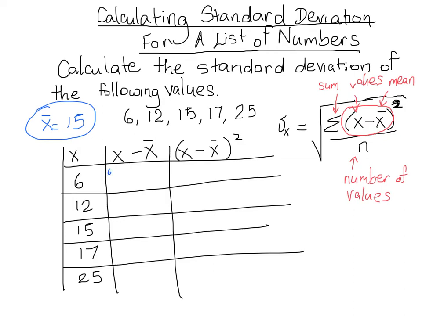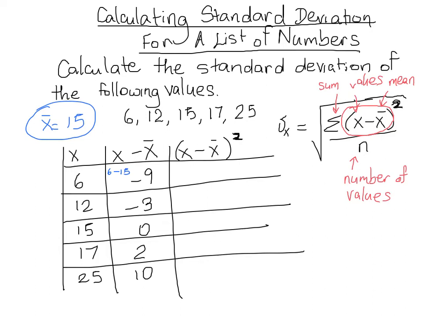So here we're going to do 6 minus 15, and we get negative 9. 12 minus 15 is negative 3. 15 minus 15 is 0. 17 minus 15 is 2. And 25 minus 15 is 10. Now that we have that column done, we can square each of our values because that's what comes next.